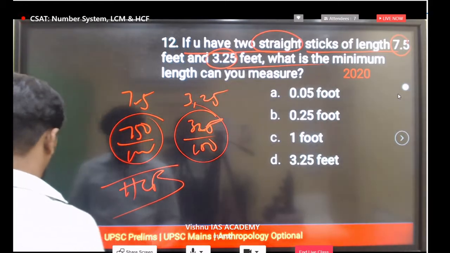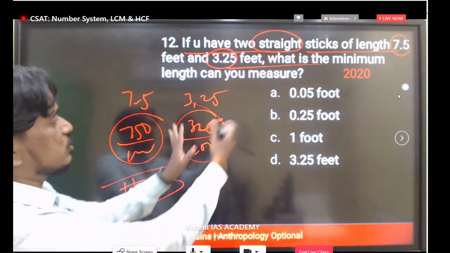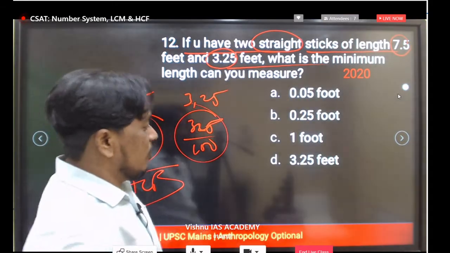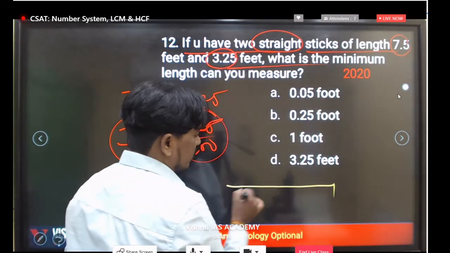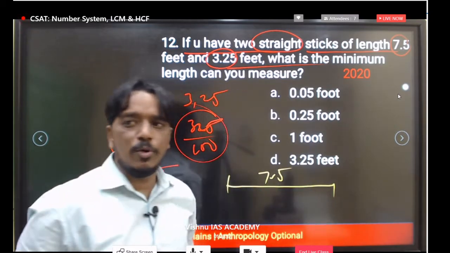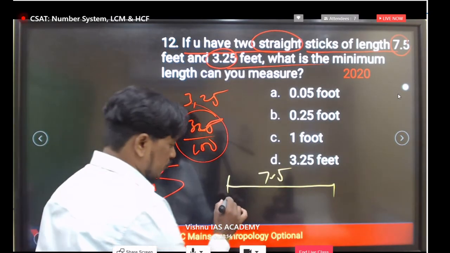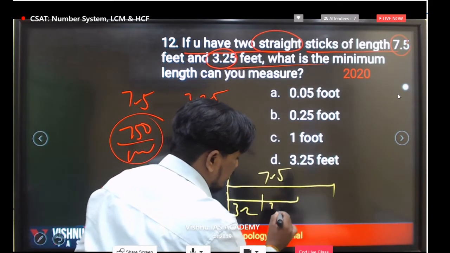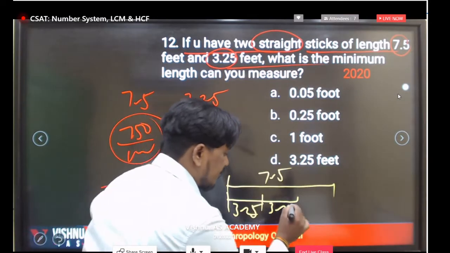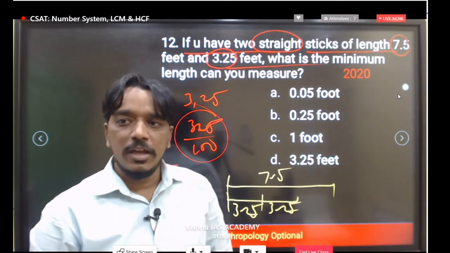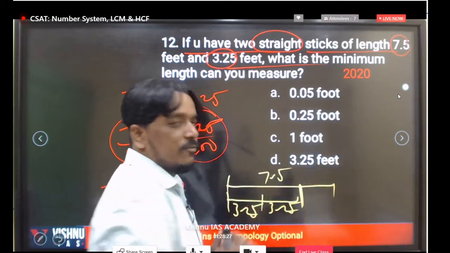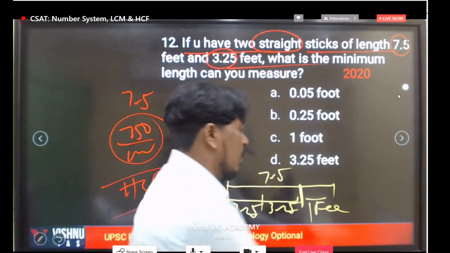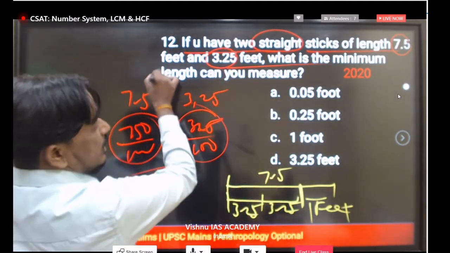Based on this, what we can do? See, without maths concept, what we can do? If you have two straight sticks, one is 7.5 feet length. Another stick is 3.25. So 3.25 means if you take up to this is 3.25, up to this is 3.25, how much you will get? Clear? 6.5. If 6.5 is over out of 7.5, what is the remaining? 1 feet.